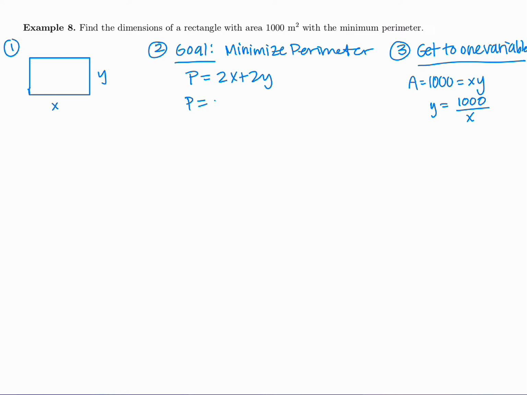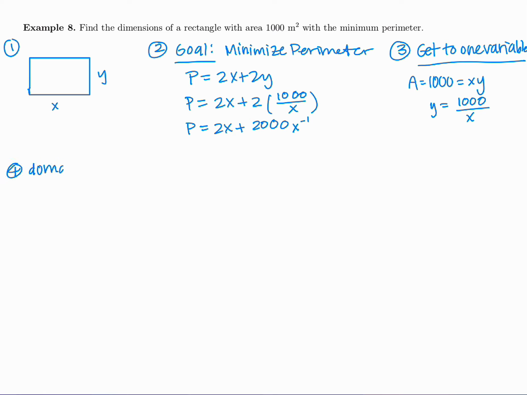Okay, so what do I get? Perimeter, it's not 2x plus 2y anymore. It's 2x plus 2 times 1,000 over x, or 2x plus 2,000 over x. And instead of over x, I'm going to say x to the negative 1 power. I know I'm about to take a derivative. That just puts it in a nicer form for me to deal with a derivative here in a few minutes. Okay, so next I want to think about a domain.